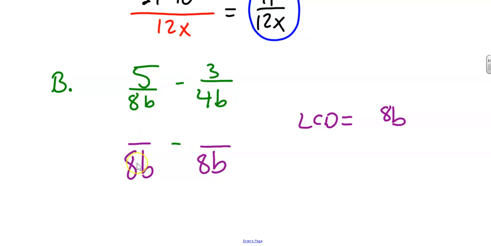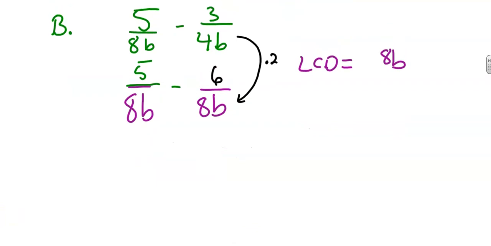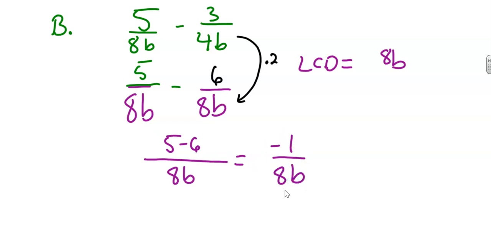Okay, first fraction didn't change. The denominator stayed 8b in both cases, so in that case, you don't change it, it just stays as 5. Second fraction, though, this one we did multiply by 2. So multiply by 2 on the bottom, got to multiply by 2 on the top. So that would have been a 6. Okay, bring it all together as one fraction, so that's 8b on the bottom. Go ahead and do 5 minus 6 on the top. That's negative 1 over 8b.